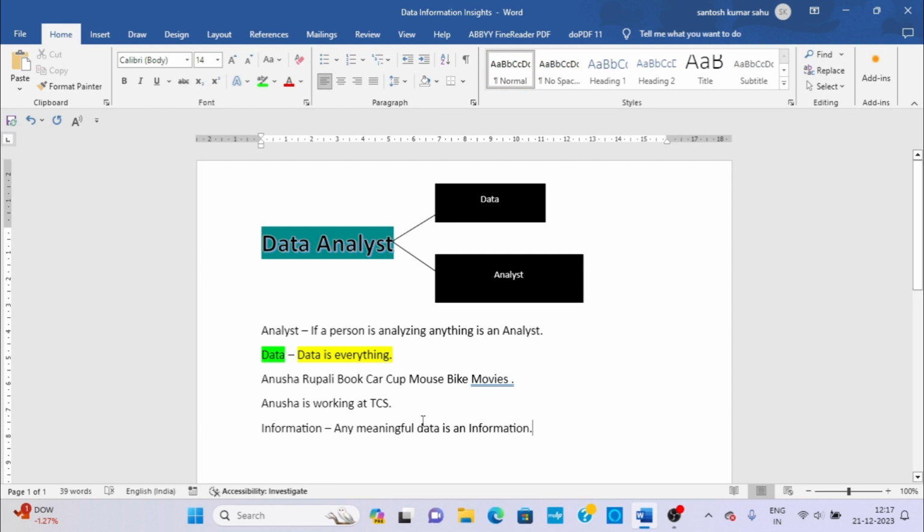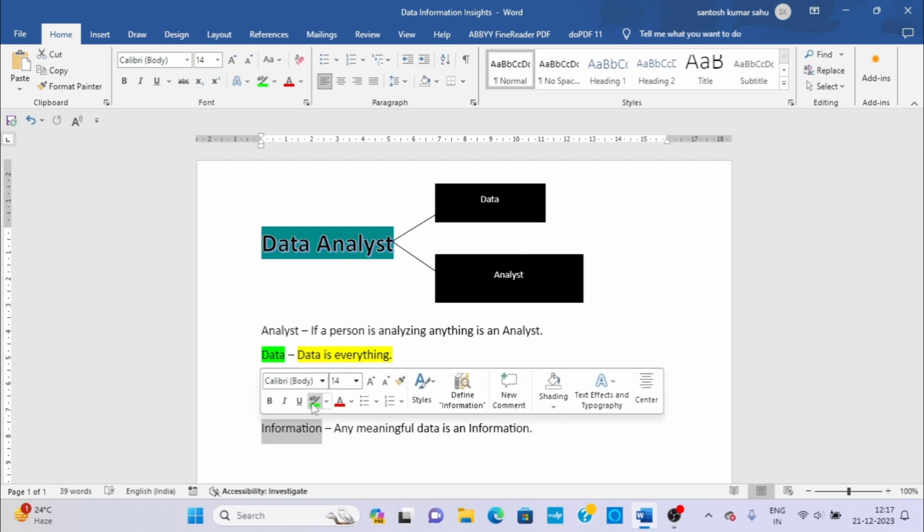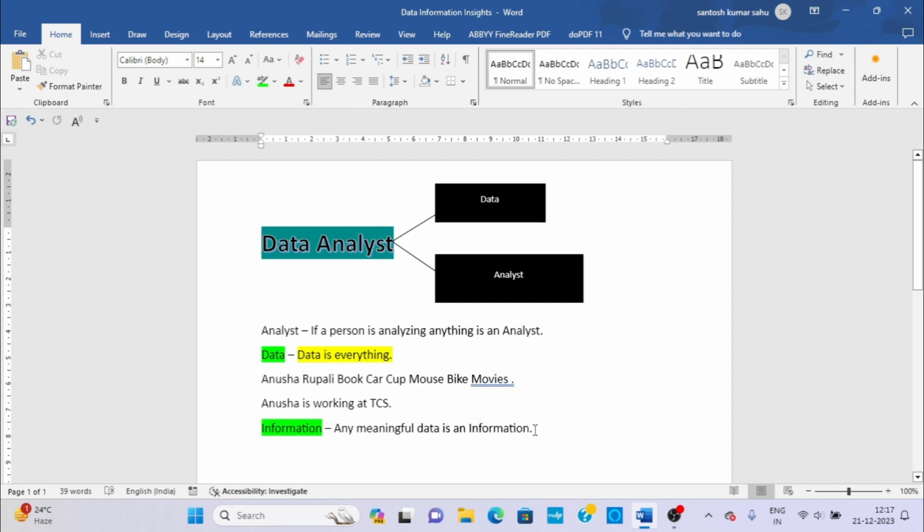I hope you will understand whatever we discussed till now. Now, next, we already covered what is data and what is information. Now coming to the next part, what is insights? Already discussed data and information. Let me show you another example of what information is.